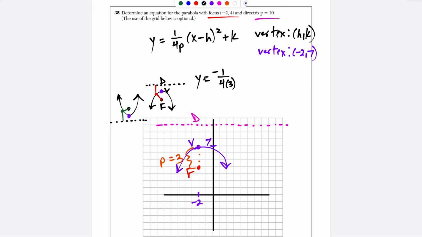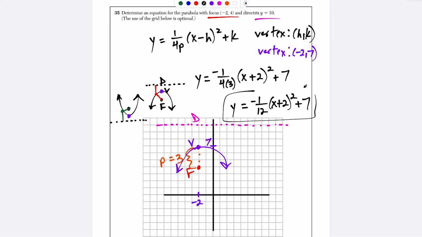Okay, so here we're going to say y equals negative 1 over 4 times 3, and then we have x minus h, which is -2, so x minus -2 becomes x plus 2. And then we square it, and the k value here is 7, so we just write plus 7 on the outside. And now simplified, this is y equals -1/12 times (x plus 2) squared, and then plus 7. And this is the equation that we need.